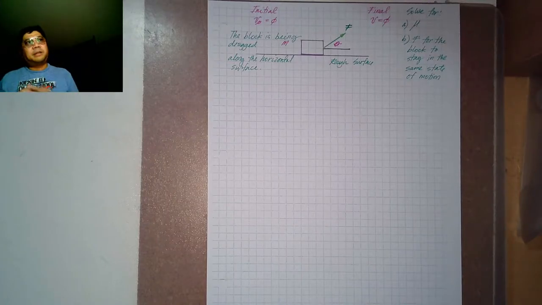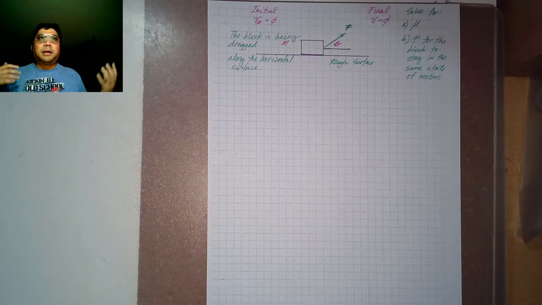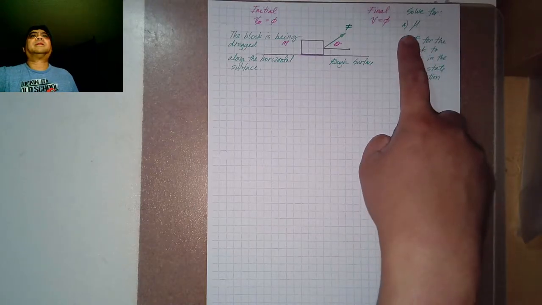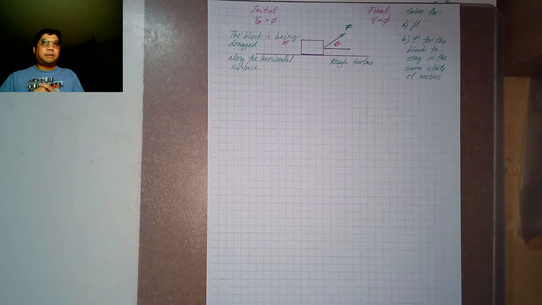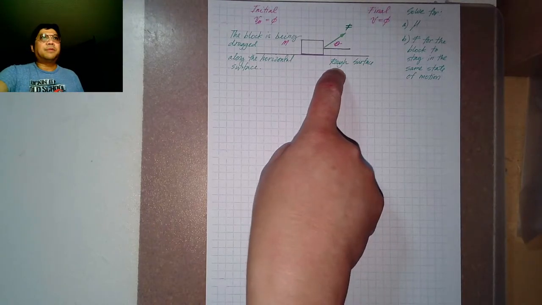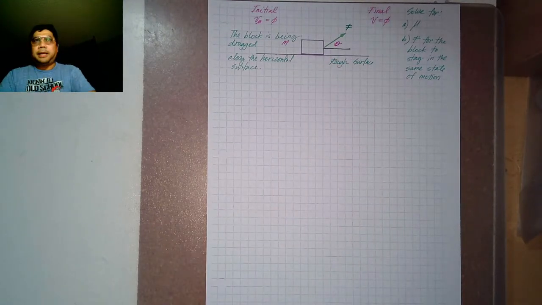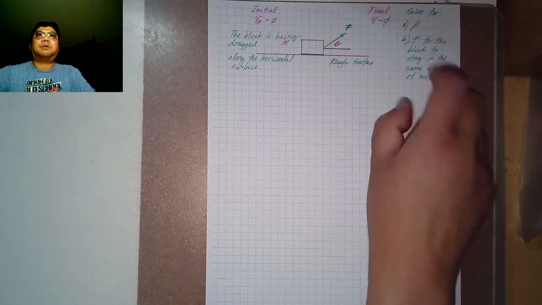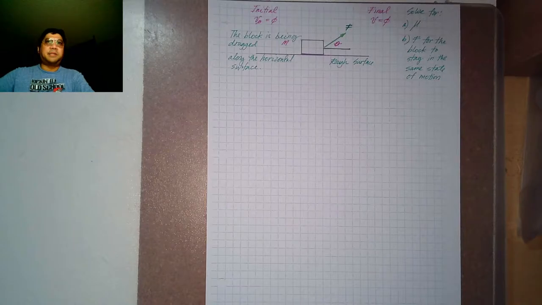So what's the difference between solving questions like this compared to the previous questions that we answered? Today we are going to figure out the coefficient of friction. How do you figure out the coefficient of friction, as it's stated that it's a rough surface? And then what is the value of F for the block to stay in the same state of motion?